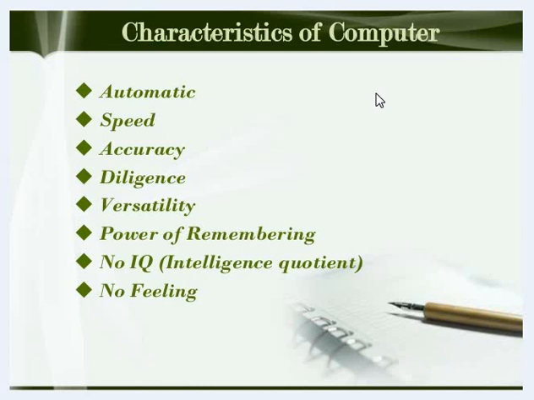Speed, accuracy, intelligence, versatility, power of remembrance, no IQ, no feeling. These are the features possessed by a computer system. Now one by one we will discuss the features. First one, automatic.